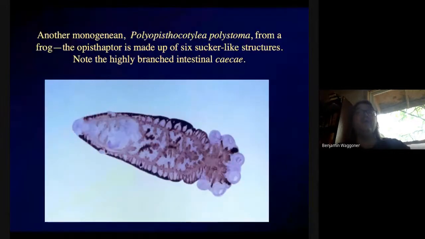There's another one, and in this one, the mouth is on the left. The prohaptor is right there. The mouth leads into this highly branched gut. That's most of the branchy, mossy-looking stuff that you see. And in this species, the opisthaptor is off to the right, and instead of being one sucker, it is made up of 6 suckers. So I believe these guys live up frog bladders. And no, I'm not going to go massacre some frogs just to see if I can find one of these. But yeah, that's where they live.